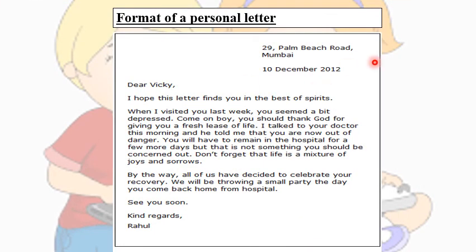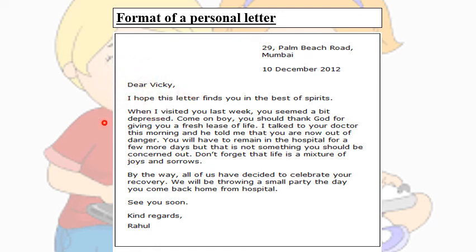See, this is the format of a letter, of a personal letter. Now, in the right side, you have the address first here. So, you have to write your address here first. Then, you have to write the date. Then, in the left side, you have to write the salutation. You're going to write a letter to your uncle. So, you have to write Dear Uncle here.